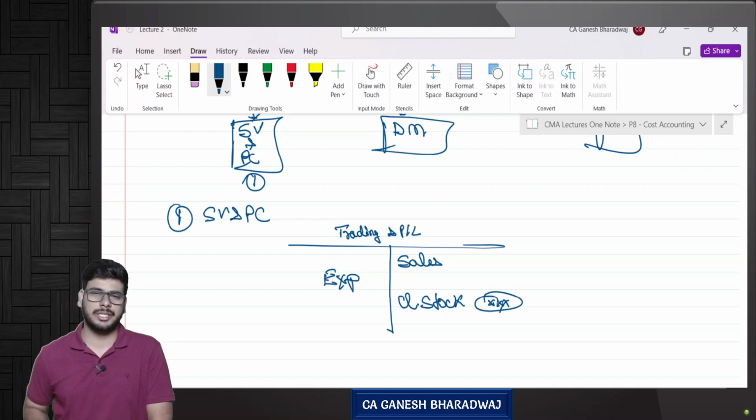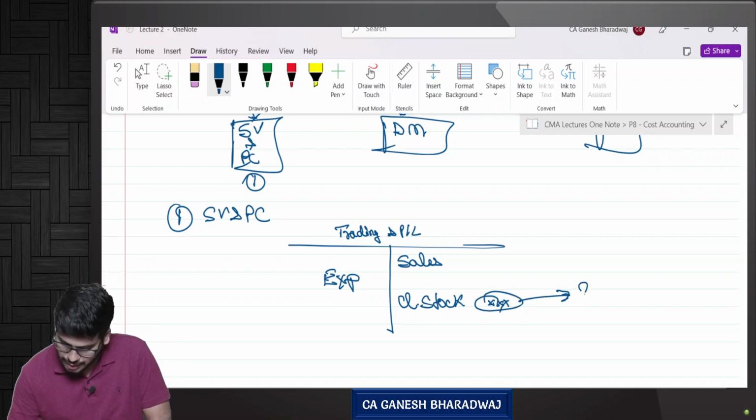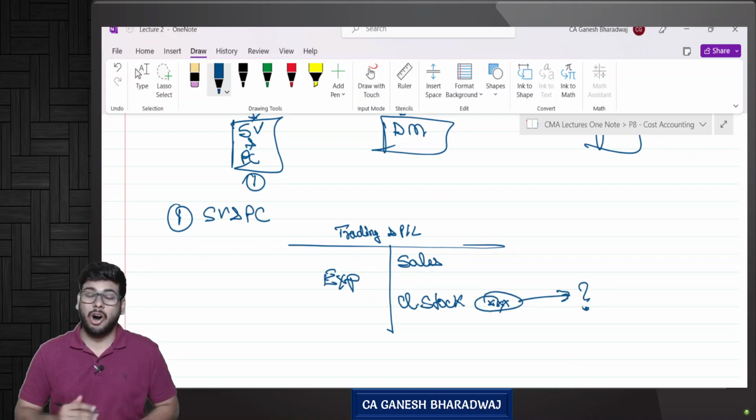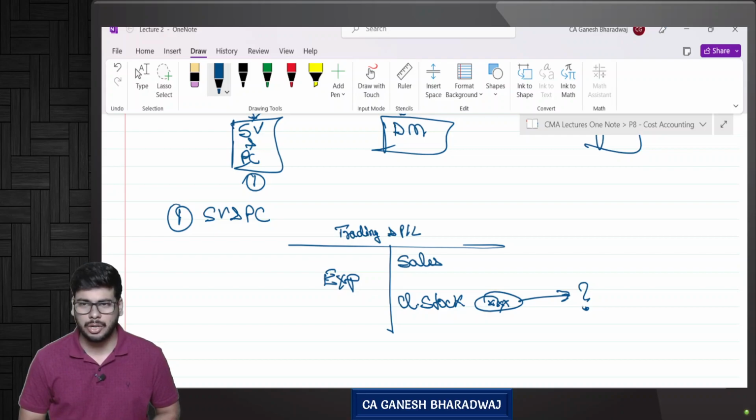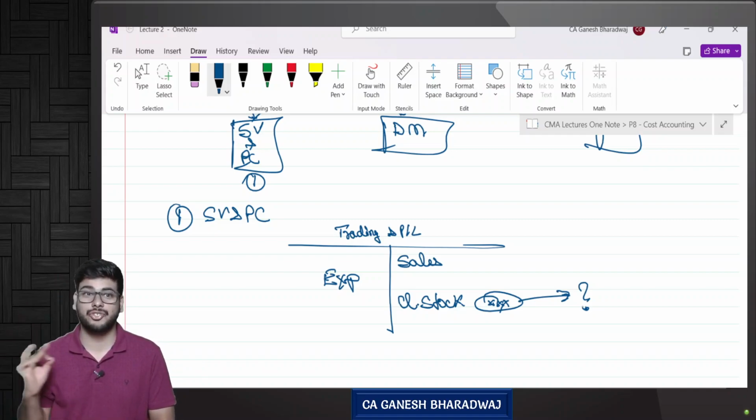Now, you just think and tell me, how did you get this figure of closing stock? Or in other words, what was the journal entry you passed to arrive at closing stock? Can you tell me what journal entry you passed for closing stock? No, you might not have an answer for this, because in your financial accounting, there is no journal entry for stock at all.